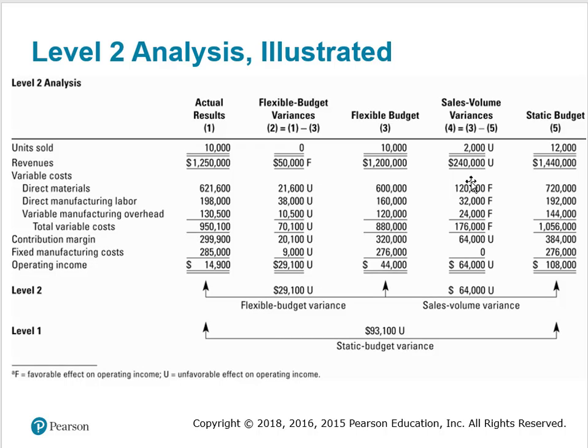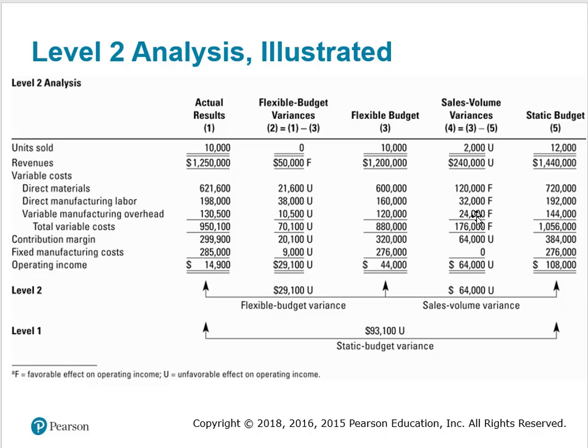With sales volume variances, in our static budget, we thought we'd sell 12,000 units. Instead, we sold 10,000. So we've got a 2,000 unit static budget variance, just for units. And that results in a $240,000 unfavorable sales volume variance just for revenues. That's a really big shortfall. These are all favorable. Looks like we made it up along the way, and we end up with a $64,000 unfavorable. So this fourth column provides the difference between the static and the flexible budget.